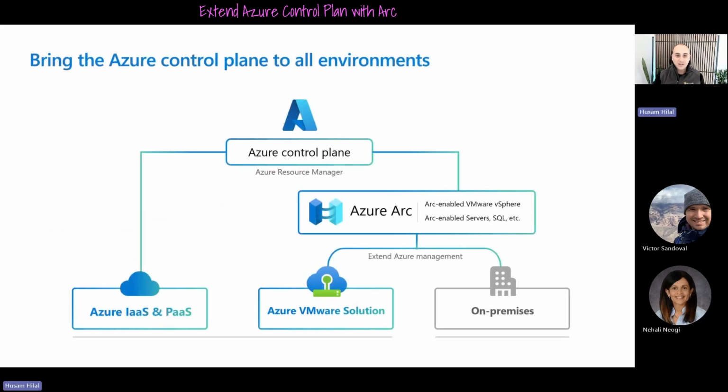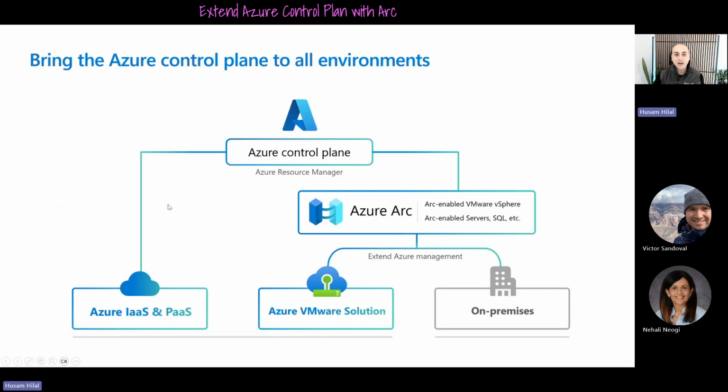So in Azure, the main thing that we always talk about is Azure Resource Manager, or ARM, right? This is the Azure Control Plane. So we have this for the Azure native resources like Azure VMs, Azure SQL, networking, storage, you name it. So this is directly integrated with the Azure Resource Manager. As we can see on the left side, Azure IaaS and PaaS all together.